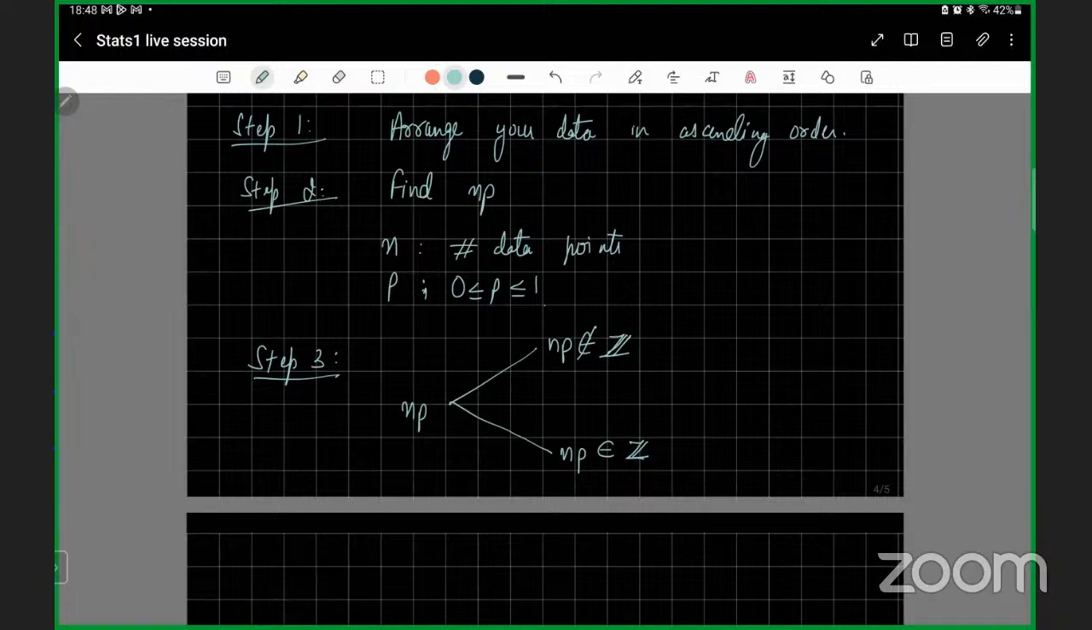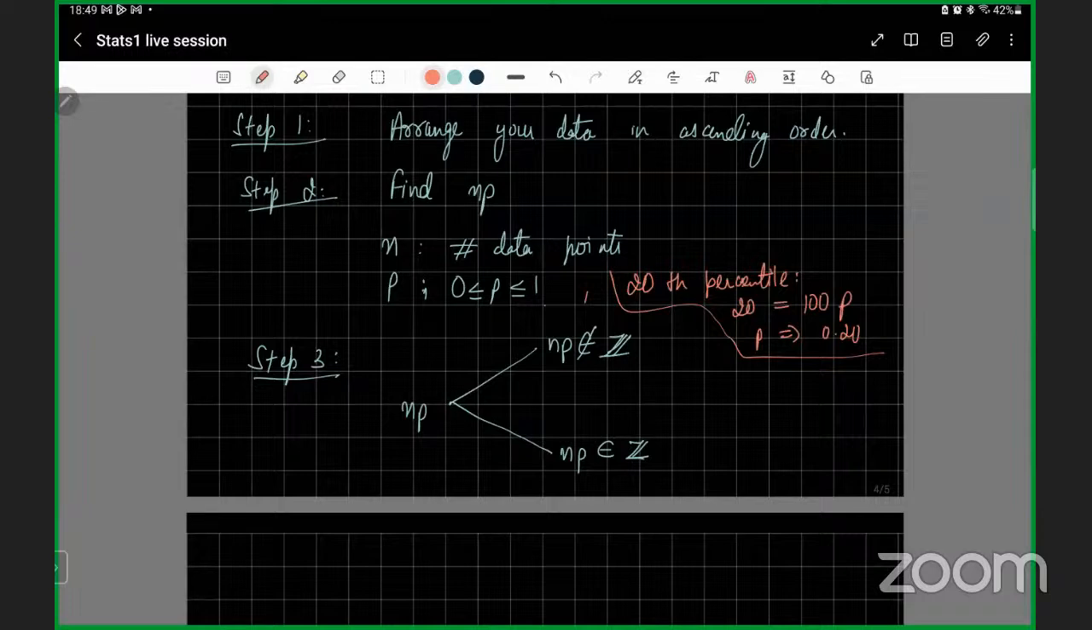Yeah, I just told, right? P is some value, it will lie between 0 and 1. So let's say I want to find the 20th percentile. Can you write 20 in the form of 100p? 20 by 100, right? So P will be, in this case, what? 0.20. Okay, this is how you find P. So P will always lie between 0 and 1.